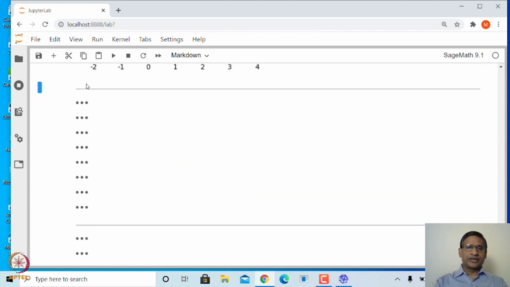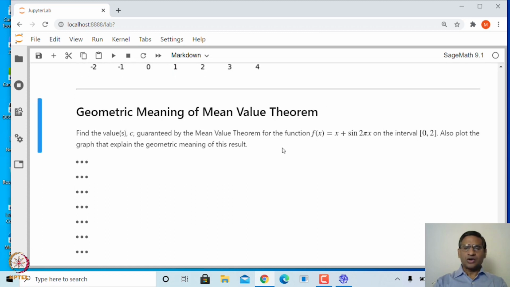Okay, fine. Let us look at the mean value theorem, which all of you must have studied. It says that if you have a function f(x) defined on a closed interval [a, b], which is continuous in the closed interval [a, b] and differentiable in the open interval (a, b), then there is a point c strictly between a and b, that is in the open interval (a, b), such that f'(c) is equal to (f(b) minus f(a)) upon (b minus a). So, let us try to verify that for this function f(x) equal to x plus sine 2 pi x.